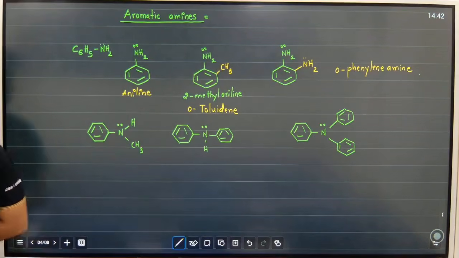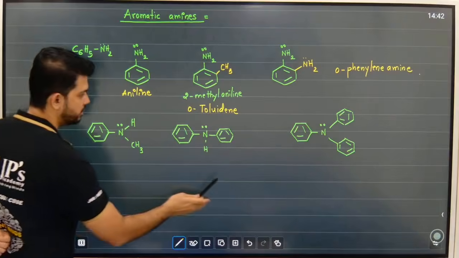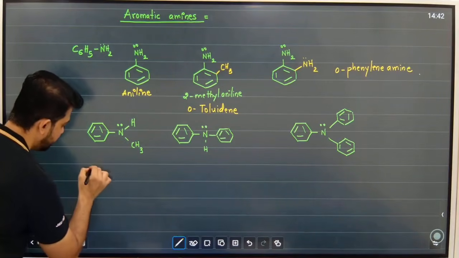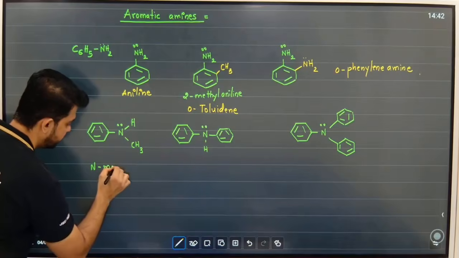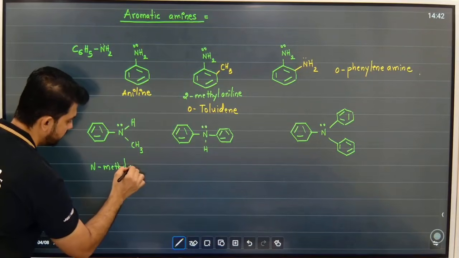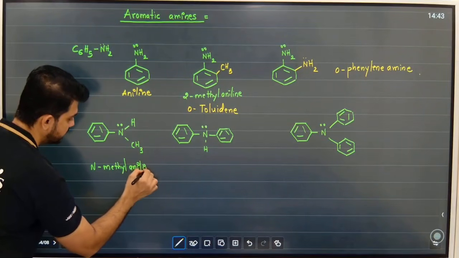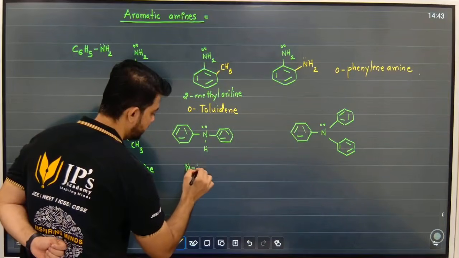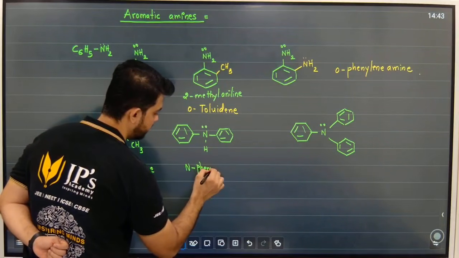Now, some more nomenclatures that we have here, people. We can call this N-methyl aniline. These are derivatives of aniline, so N-methyl aniline. Here we can call this compound N-phenyl aniline.